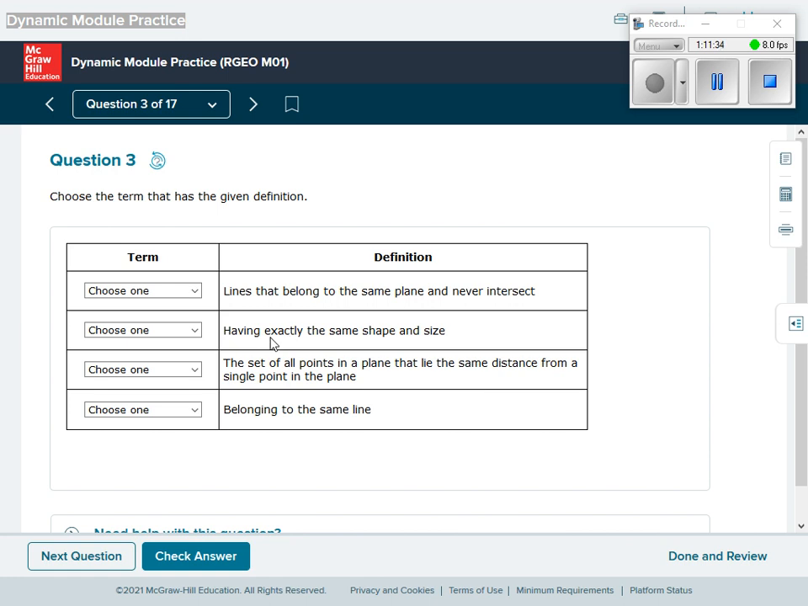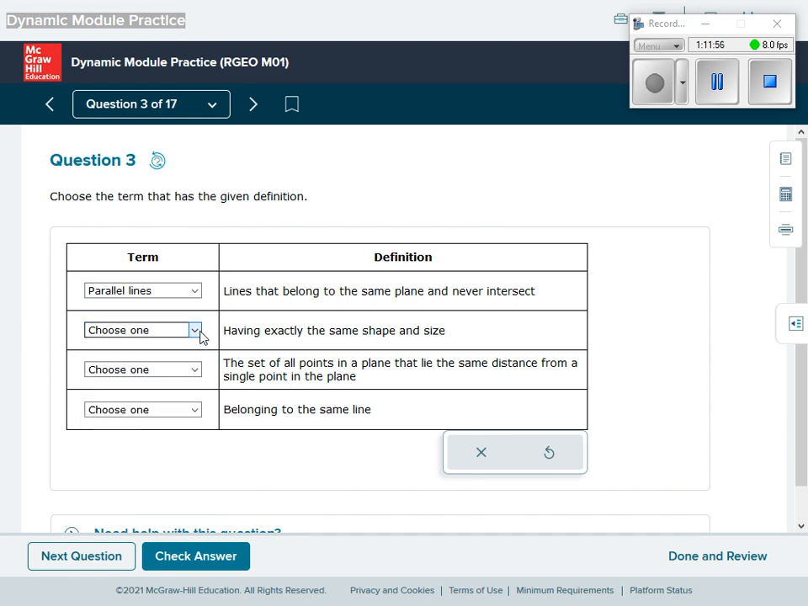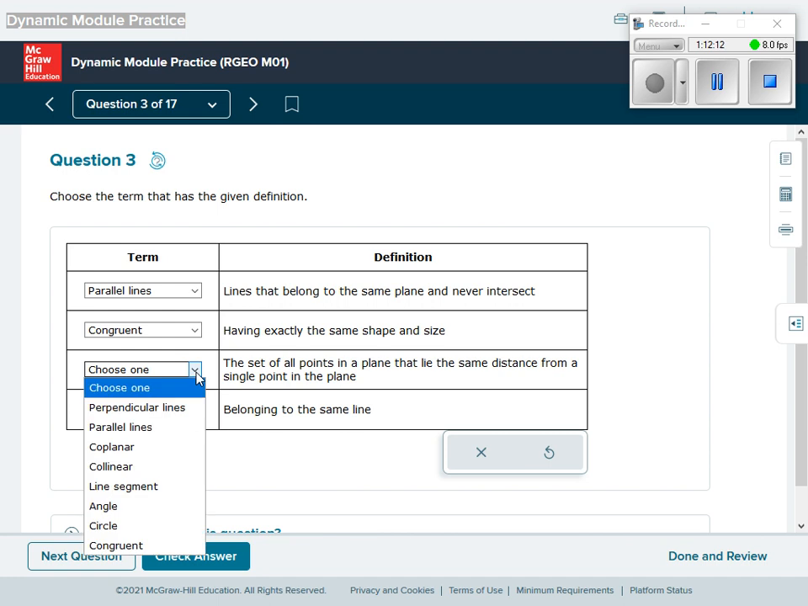The third one, lines that belong to the same plane and never intersect. Wow, we didn't even have that. We didn't even do that in this chapter. If they never intersect, what do you know about the lines? They're parallel. Not sure why they stuck that in here. Having exactly the same shape and same size. Congruent. We said same measure, right? But same shape, same size, that means congruent.